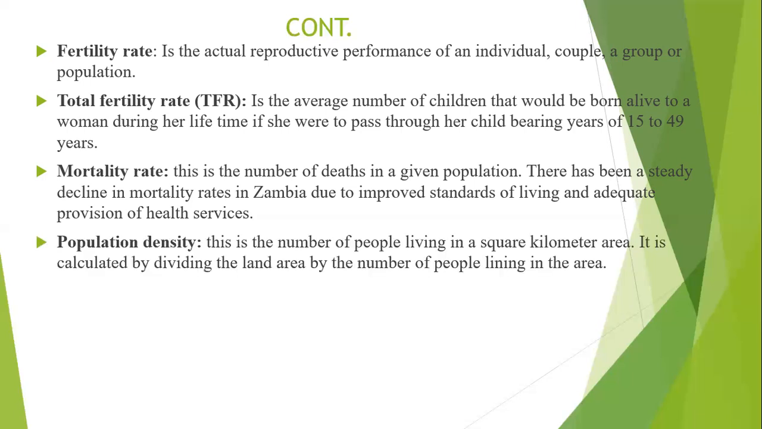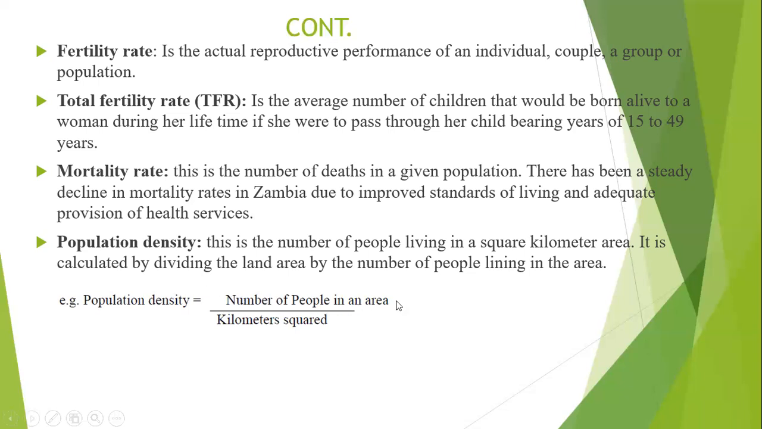Now, population density. When we talk of population density, we're looking at the number of people living in a square kilometer area. How many people are living in a particular area per square kilometer? It is calculated by dividing the number of people by the land area in which they are living.